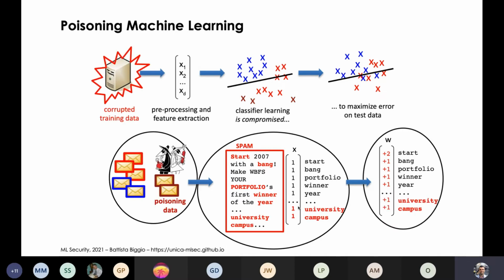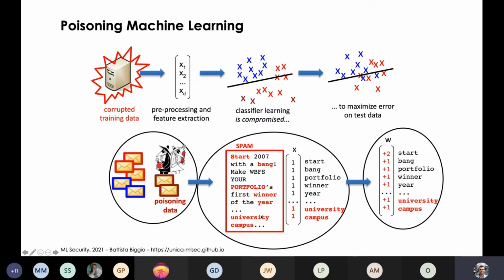Now, in the poisoning phase, what the attacker is doing is injecting some poisoning data in the training set, such that eventually the classifier learning process is compromised in a way that the error is now maximized on some clean test set. So in this case, the spam email, which was correctly classified before, is now misclassified as malicious.